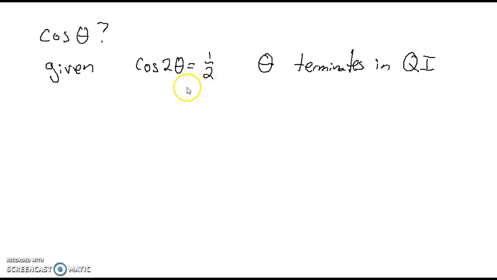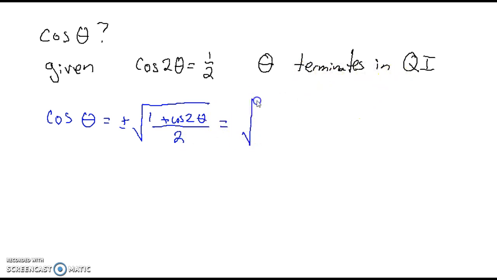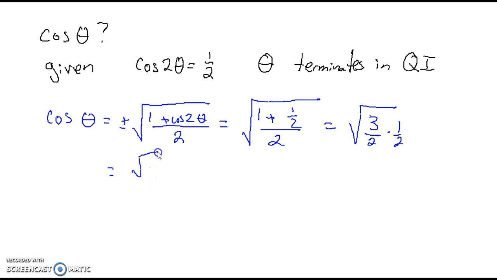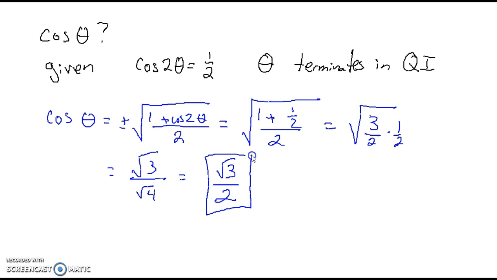I could use my double angle if I wanted to, but I want to get practice using my half angles. So my half angle, cosine of theta, because half of 2 theta is theta. So again, plus or minus radical, and then this will be 1 plus cosine of 2 theta all over 2. Theta terminates in quadrant 1, so I know it's positive. And I'm just going to plug in my double cosine. 1 plus 1/2 over 2, so this will give me 3/2 over 2. Multiply that by 1/2. So this will become root 3 over root 4. And there we go. Root 3 over 2 is our final answer.